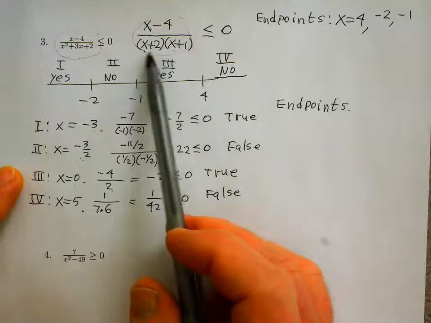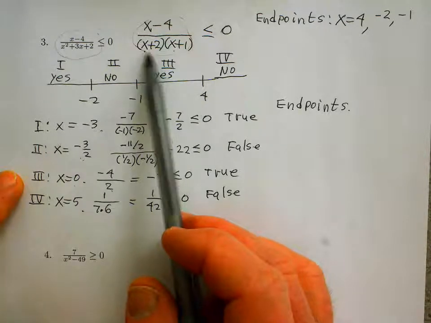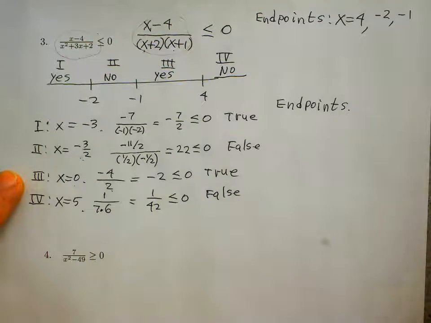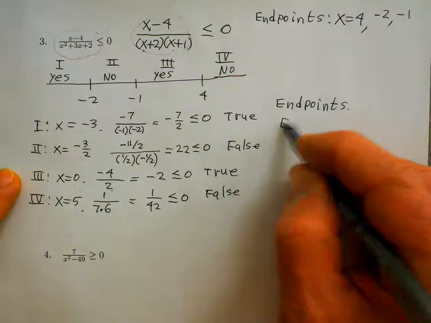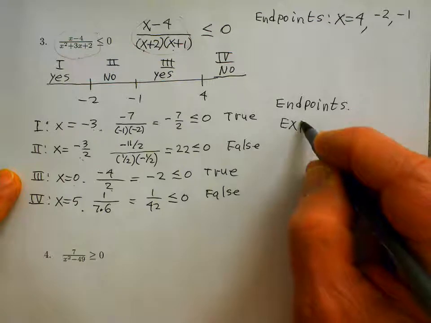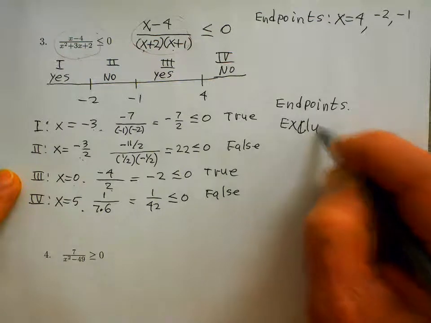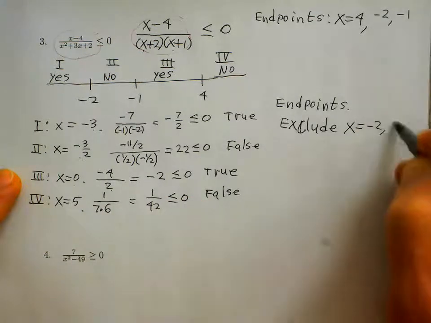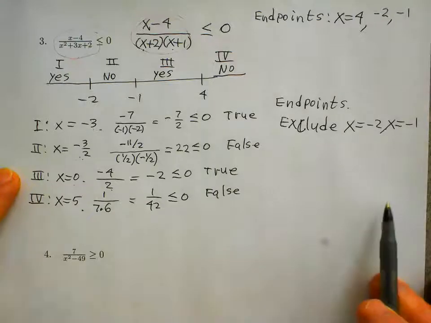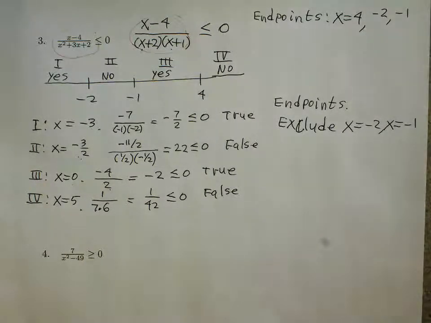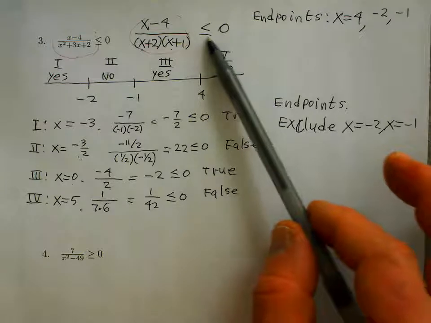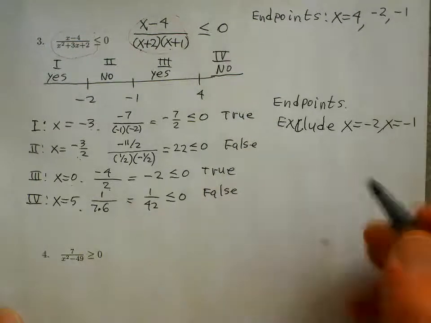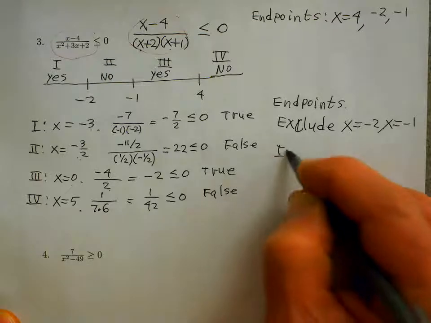Remember, the endpoints that come from the denominator are never included. So we know right from the start that we exclude -2 and -1. And the x value that comes from the numerator will be included if the inequality has an "or equal to" part. So we include 4.